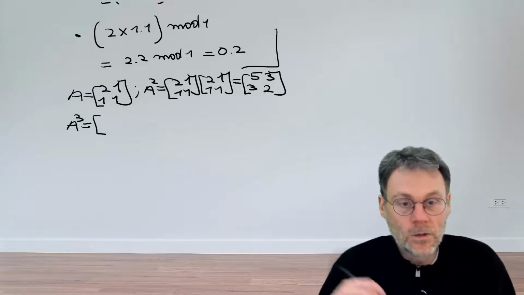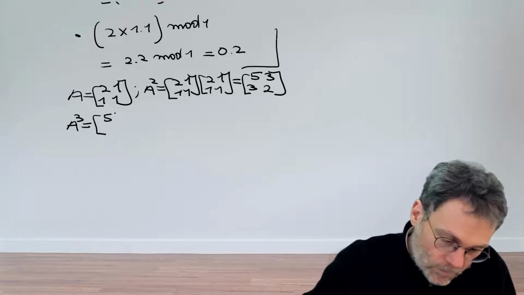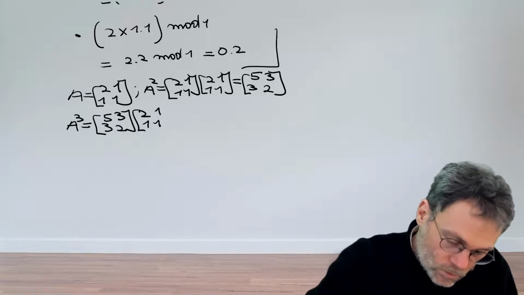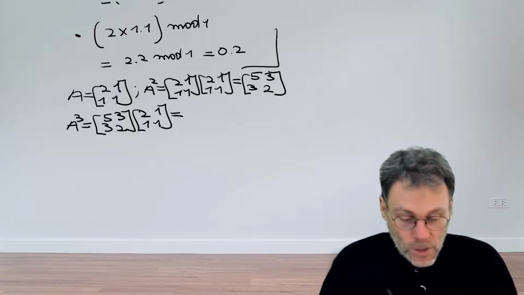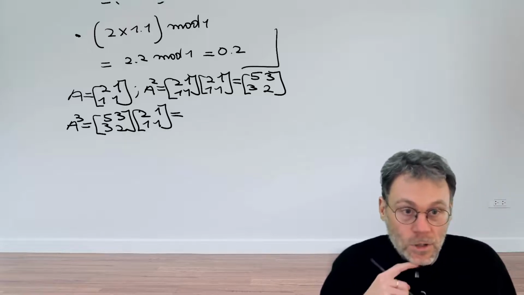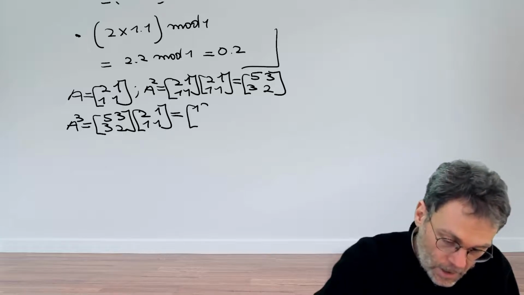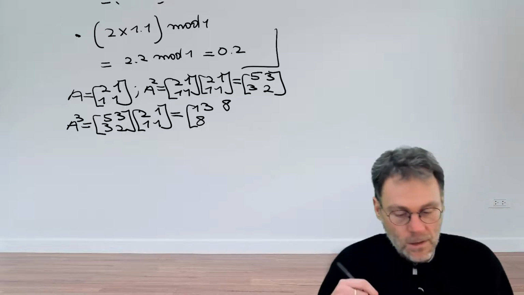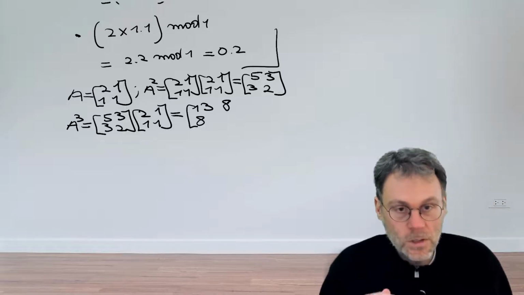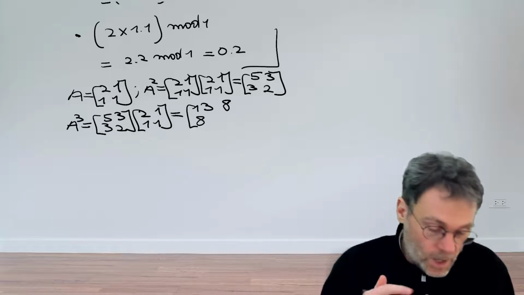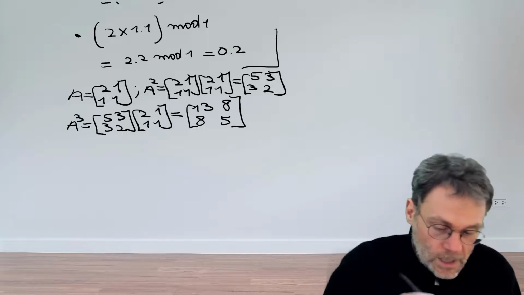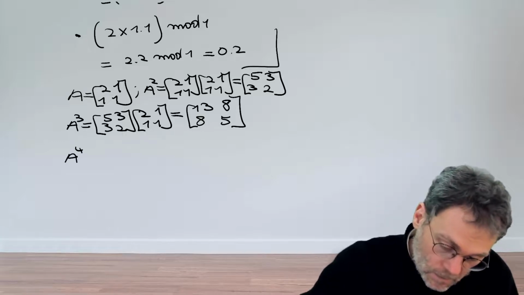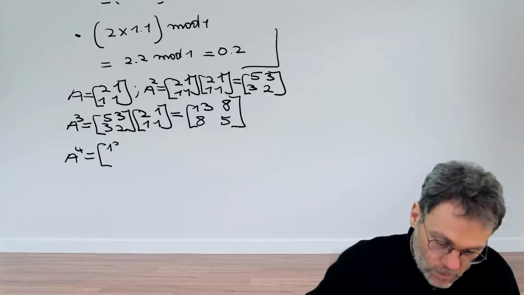Now for A to the power 3, we have [[5, 3], [3, 2]] times [[2, 1], [1, 1]]. Okay, 2 times 5 is 10 plus 3, so that's 13. And then 5 and 3 is 8, also an 8 there. And then finally for the lower right, we have 5. So A to the power of 3 is [[13, 8], [8, 5]].